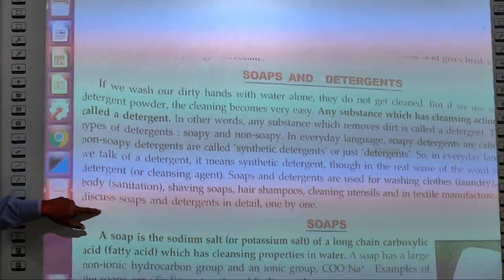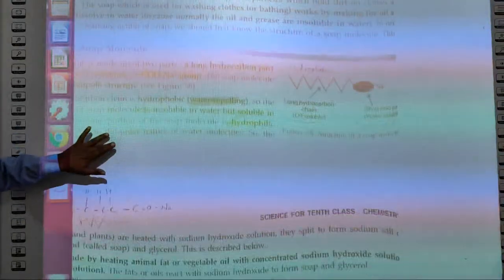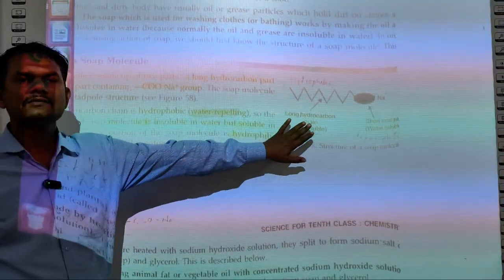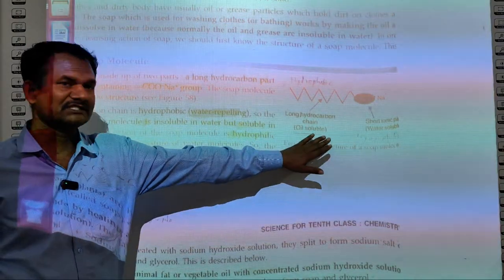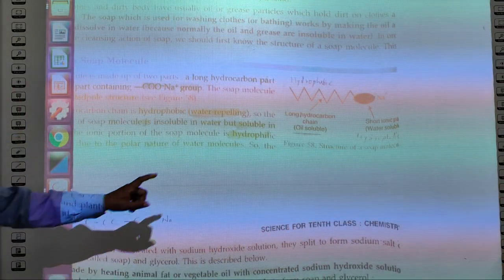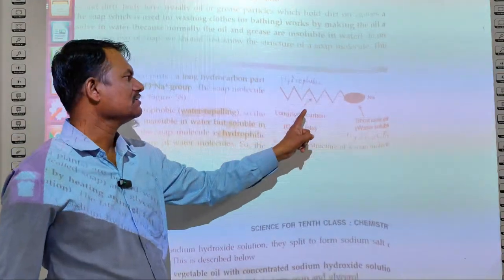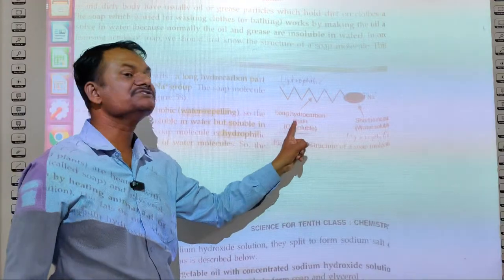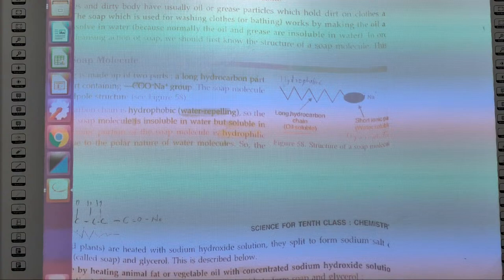Soap and detergent, you know what soap and detergent are. This is a soap molecule. Look here. This zigzag end is a long hydrocarbon chain. Carbon, carbon, carbon, carbon, in this way.